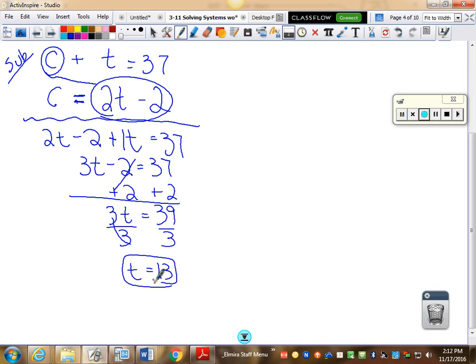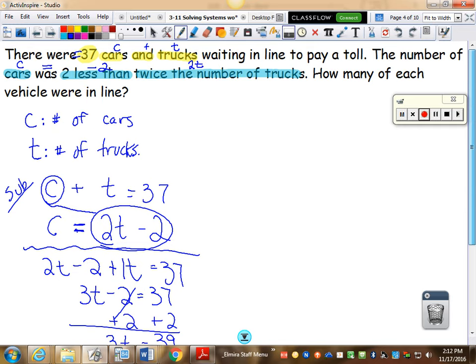And I have t equals 13. Wait a minute, what did t stand for? Is it how many turkeys? No, t stands for the number of trucks. So we're talking about 13 trucks.